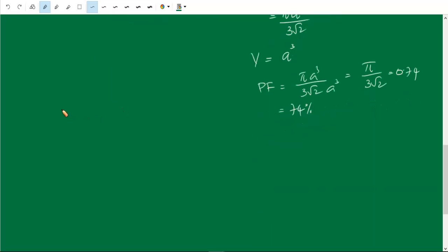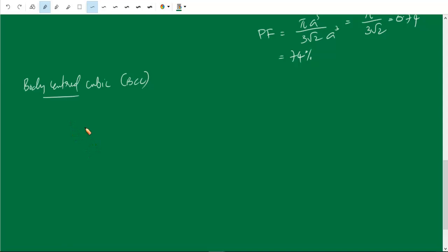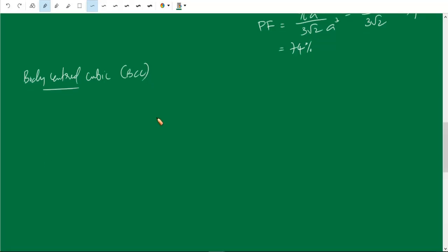Next is BCC, the body centered cubic crystal. In BCC, in addition to the corner lattice points, there will be one lattice point in the body center. Here, the body diagonal of the unit cell, root 3 times a, is equal to 4R. So R is equal to root 3 by 4 a.